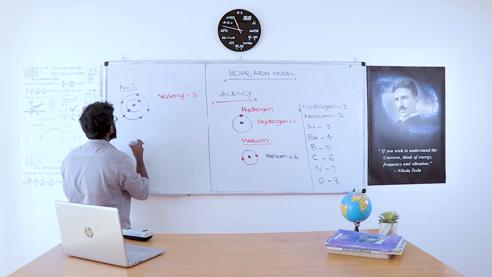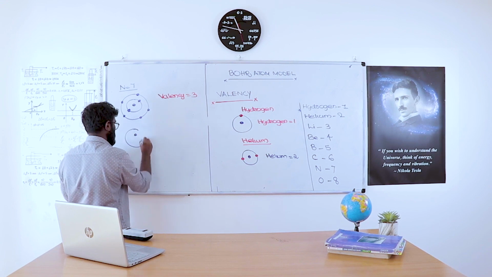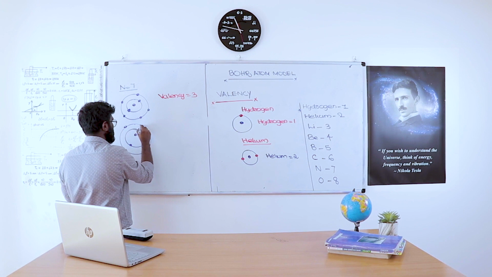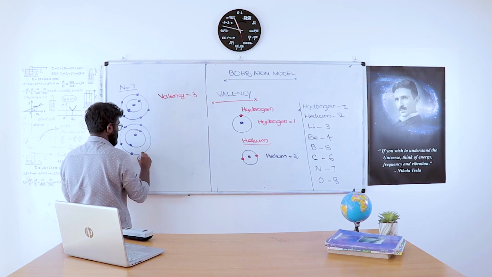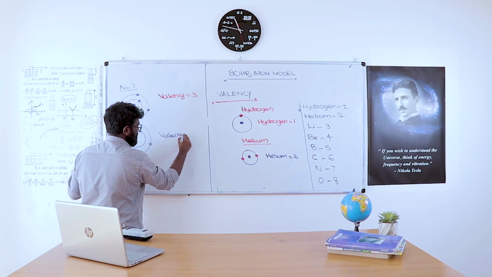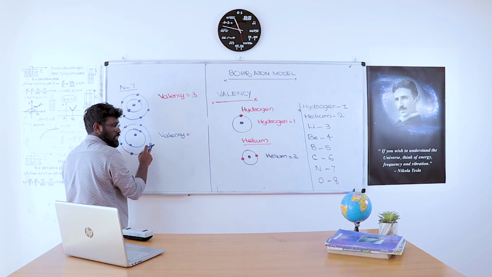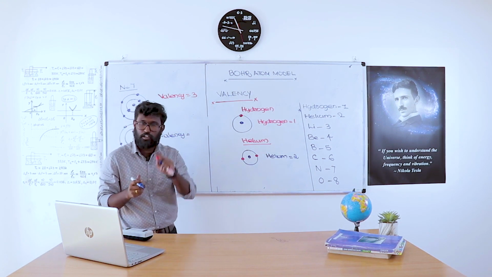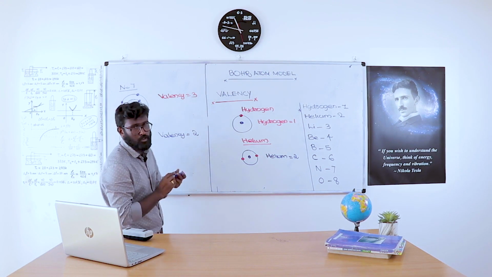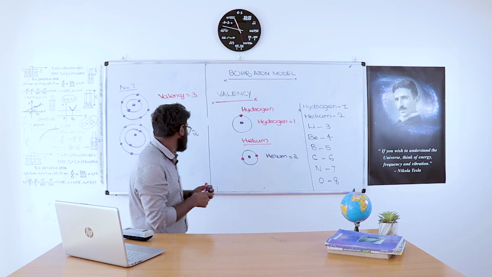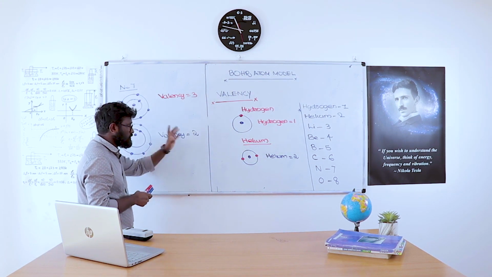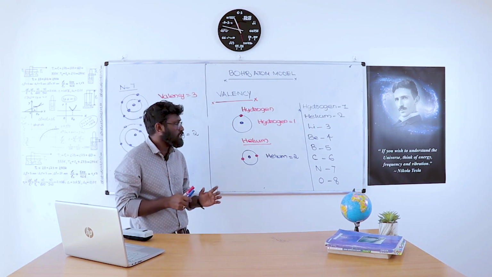What about oxygen? Oxygen, first shell 2, second shell 1, 2, 3, 4, 5, 6. So there will be 6 electrons in the outermost shell. If they accept 2 electrons, then the octet is complete, and the valency is 2. To obtain the stability of the atoms, they need to accept 2 electrons. This is the concept of valence.